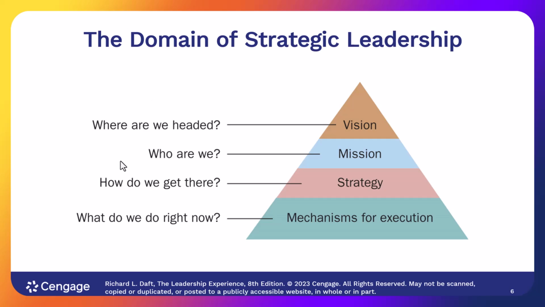The domain of strategic leadership. So if we look at the pyramid here, where are we headed? That's the vision. When the visionaries think about it, this is like, where do I want to go? And who are we? Okay, who are we as an organization? Do we have the people in place that can execute on my vision? And how do you execute? What do you do to get there? That is strategy. What's our strategy for going there? Once I have the vision and we have the right people, then what's our strategy for getting there? That's your roadmap.